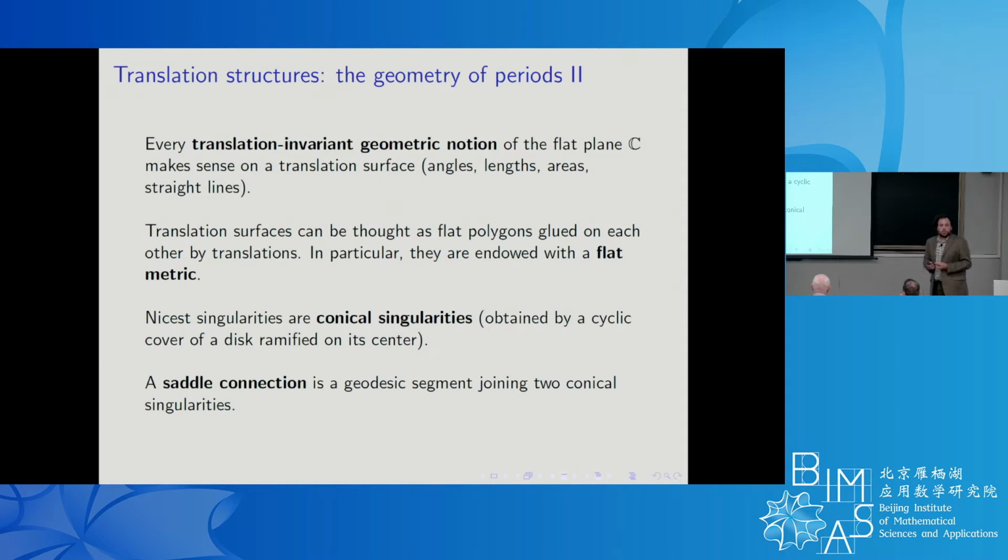A translation surface is essentially made of flat polygons glued on each other by translation. In particular, they are endowed with a flat metric, and this flat metric has well-defined geodesics. And we will see that the geometric and combinatorial description of these geodesics will allow us to distinguish elements of the same fiber. The nicest singularities are the conical singularities, conical points like on a polyhedron, and they correspond to the zeros of the differential. A saddle connection is just a simple geodesic joining two conical singularities. You can think about them as the edges of a polyhedron or the diagonals of a polygon.